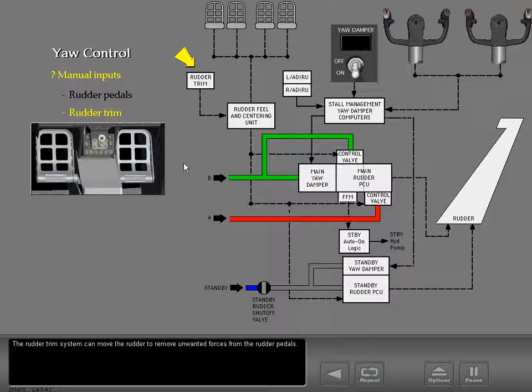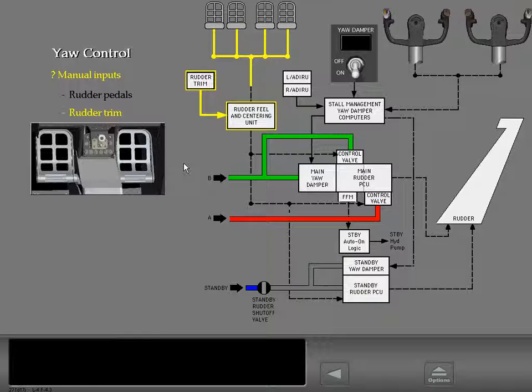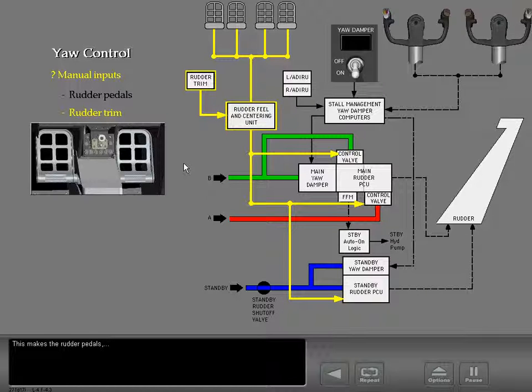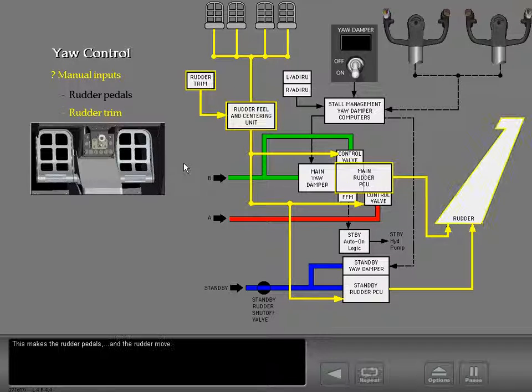The rudder trim system can move the rudder to remove unwanted forces from the rudder pedals. Rudder trim inputs change the feel and centering unit neutral point. This makes the rudder pedals and the rudder move.